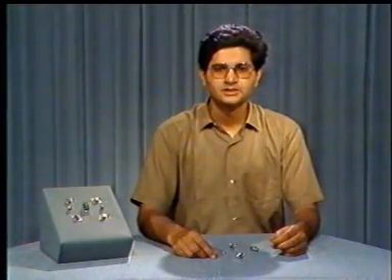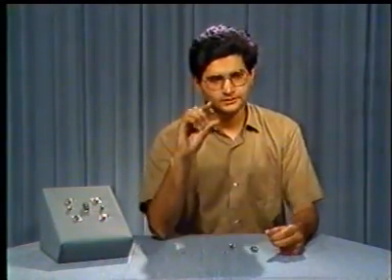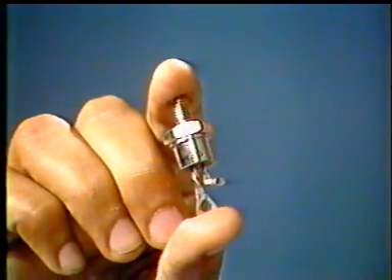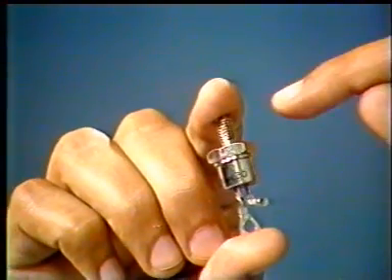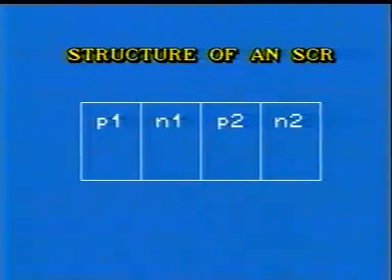We'll first study the structure of the SCR. This device, as you can see, has three terminals: anode, gate, and cathode. In order to study the internal structure of the SCR, we will take the help of graphics. It comprises four layers: P1, N1, P2, and N2.